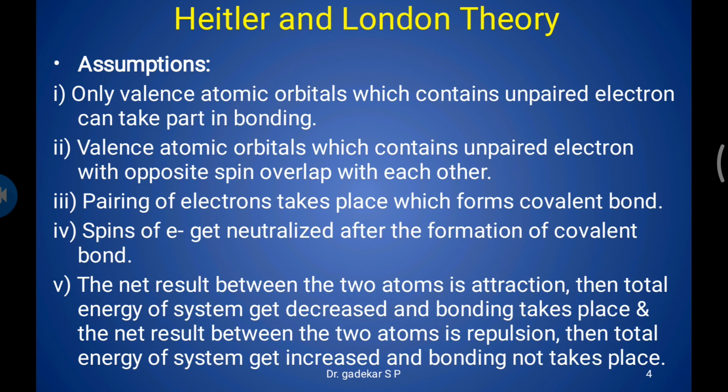These electrons are neutralized by the formation of a covalent bond. The fifth assumption is: if the net result between the two atoms is attraction, the total energy of the system decreases and bonding takes place. If the net result between the two atoms is repulsion, then the total energy of the system increases and bonding does not take place.